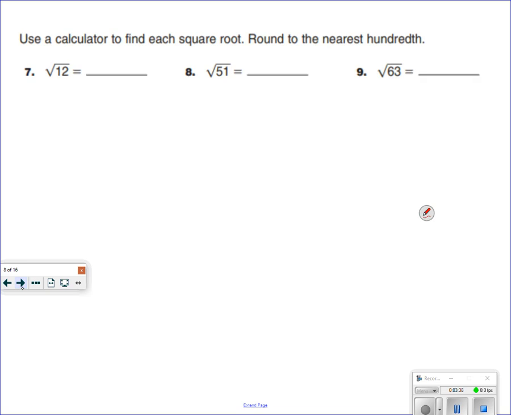Now it says use a calculator, because these are going to be some decimals. We're going to round to the nearest hundredth, so that's 2 spots after the decimal. Let's go ahead and crank that in. The square root of 12, close parentheses, equals 3.464111. So many numbers. 3.464.